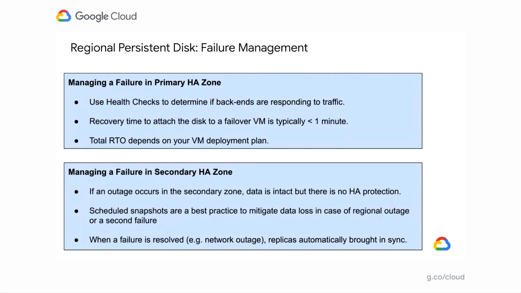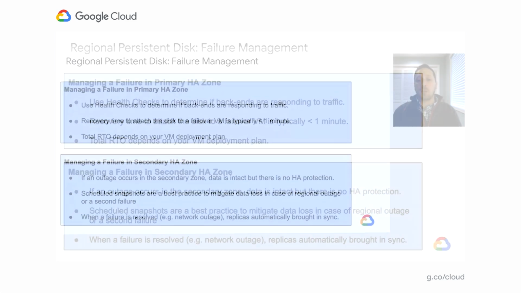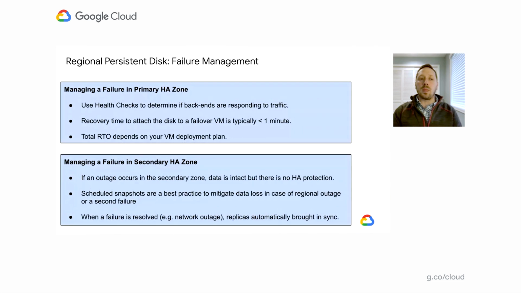So in that case, the best practice, and in fact, we would always recommend this best practice, is to use scheduled snapshots. Scheduled snapshots can ensure that you're at least bounding your recovery point objective, even if you have that secondary zone become unavailable, so that if there is then a second failure, let's say there's a regional outage or some other sort of loss, you now have snapshots as an additional layer of protection.